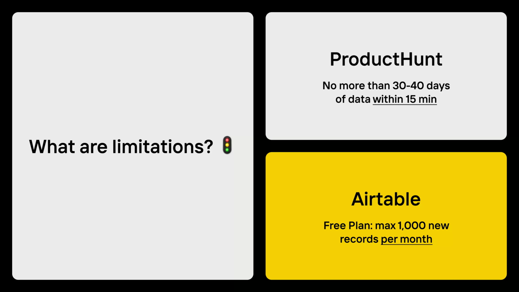A few things to keep in mind. ProductHunt allows you to fetch no more than 4,500 products per 15 minutes. As there are around 110 new products coming every day, it's safe to fetch no more than 40 days of data within a 15 minute time frame. But to be on the safe side, I would go with 35 every 15 minutes. And a free Airtable plan lets you make only 1,000 API calls per month, so you can only add 1,000 competitors, which I think should be enough.